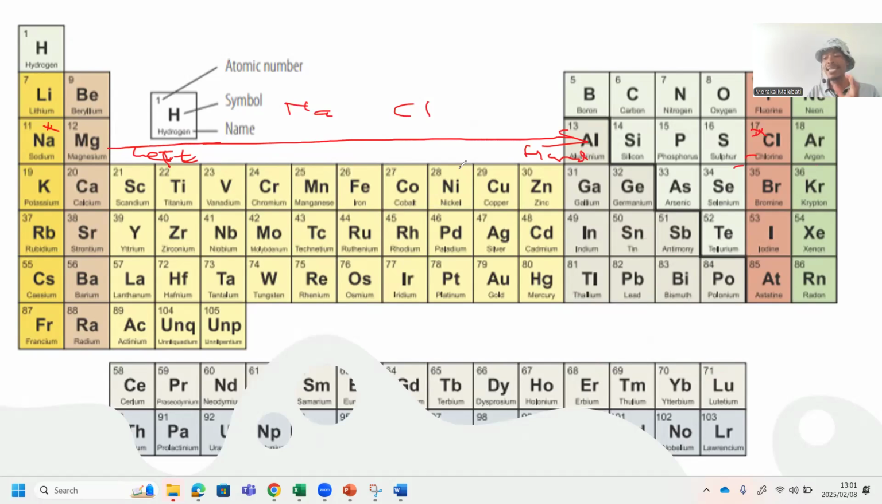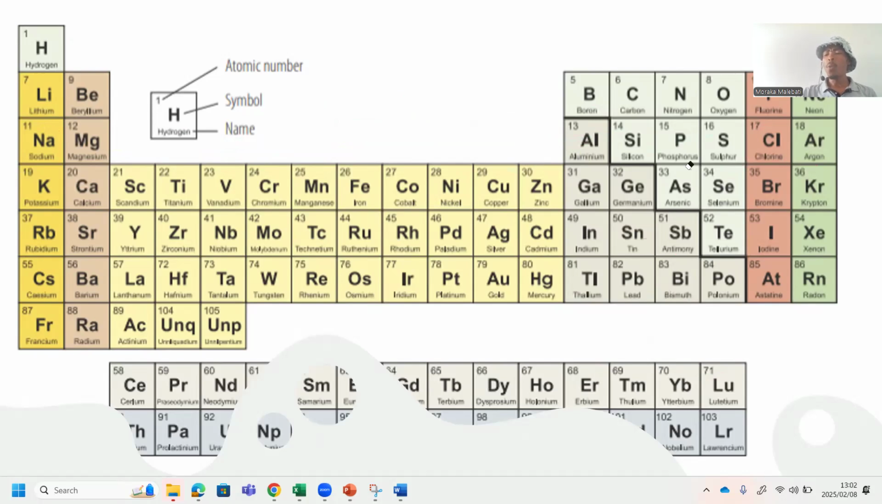I hope you understand that sodium has a low ionization energy and loses its outermost electron easily, while chlorine has a high electron affinity and readily gains an electron to form a stable negative ion. I hope this makes sense. This is when we are still looking at the periodic table, and we looked at the trends as well.